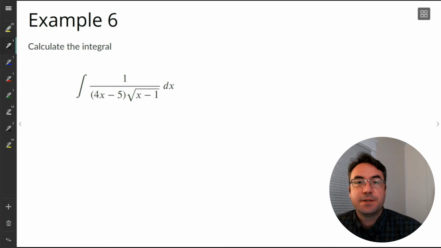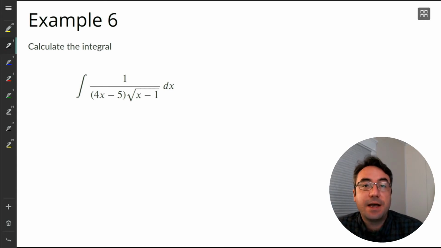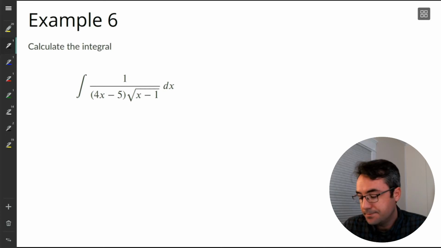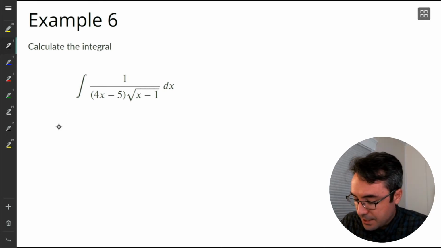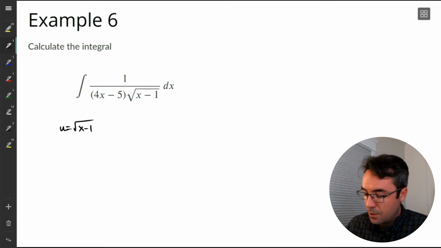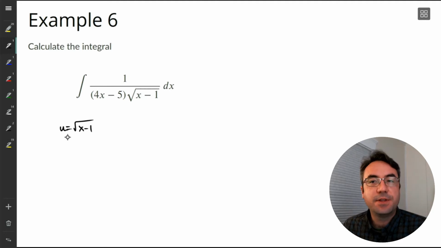All right, so we have this integral, 1 over 4x minus 5 times the square root of x minus 1. We know we can't immediately do partial fractions because it's not a rational function. It's not a trig substitution because it's not of the right form. It's not like the square root of x squared minus 1. So we're going to try this rationalizing substitution. We're going to let u equal the square root of x minus 1. And from here, we're going to solve this equation for x.